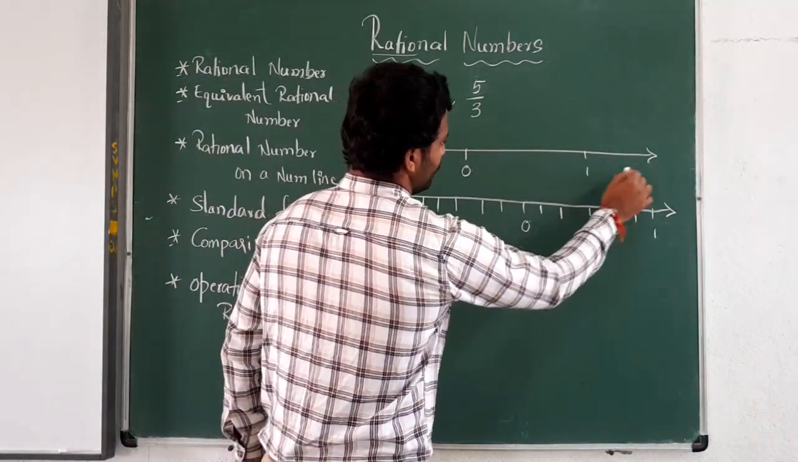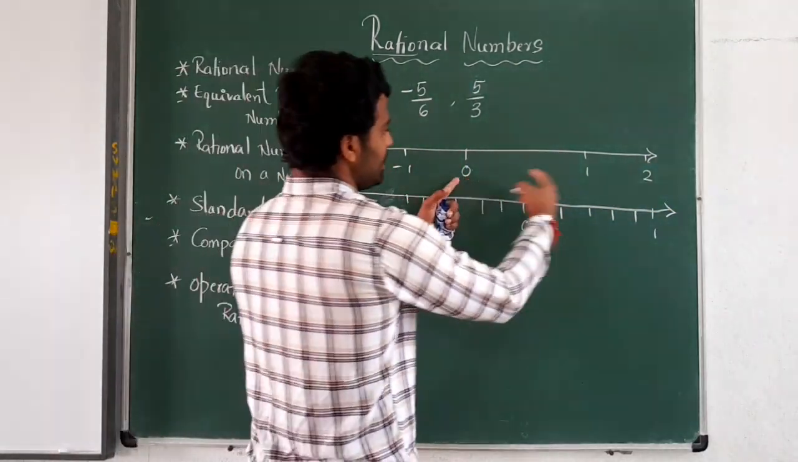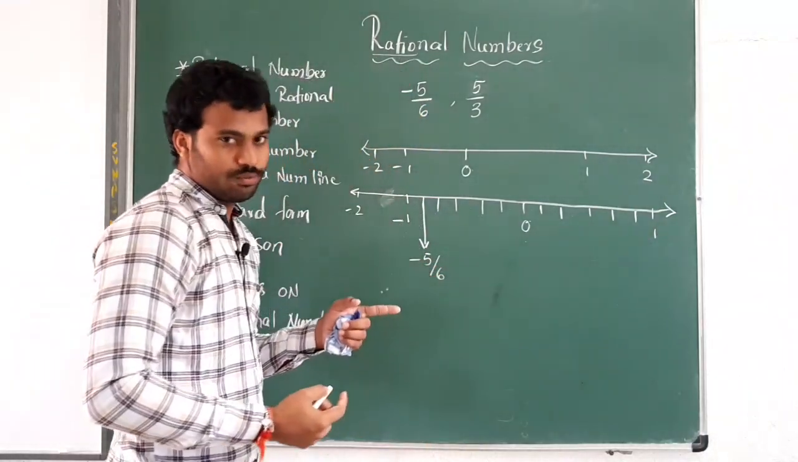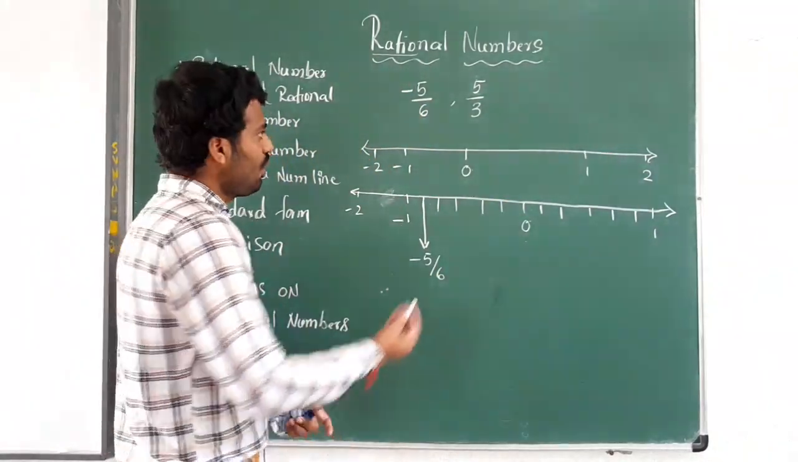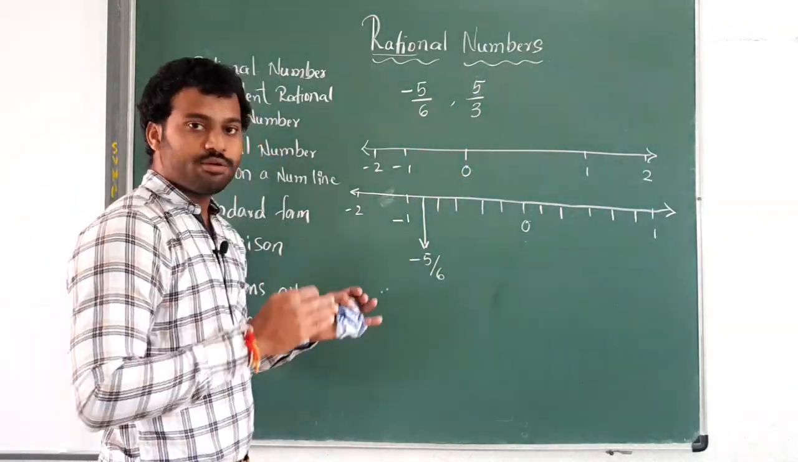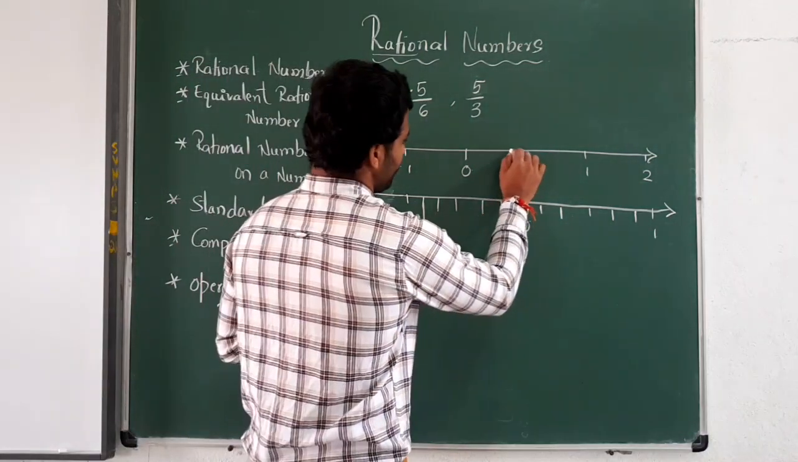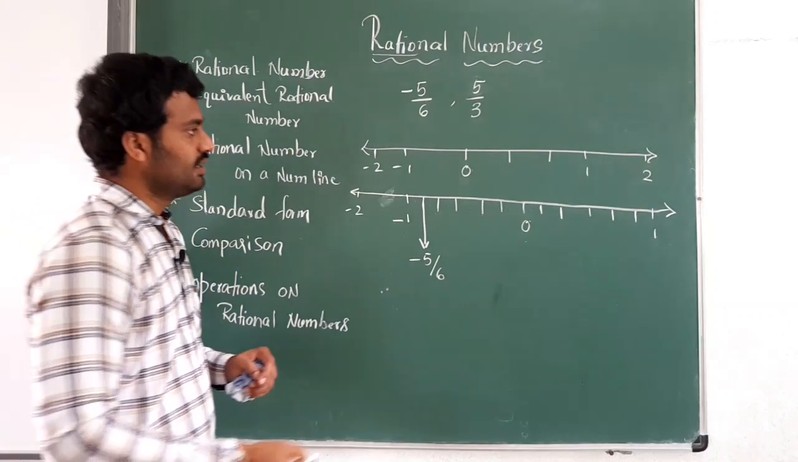Here, 1, 2. The distance should be the same. The distance from 1 to 2 should also be the same. But for your understanding purpose, I am writing in this way. So now, how many parts do we have to make? Each unit we have to make 3 parts.